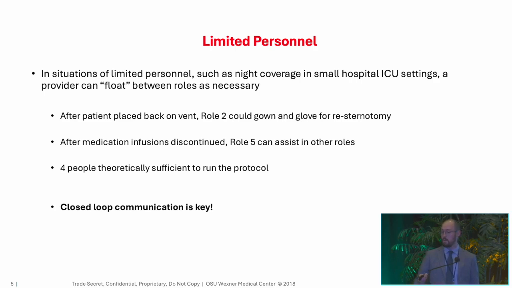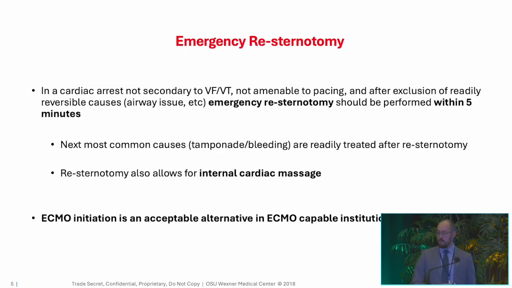Okay, so as for the actual emergency resternotomy, in a cardiac arrest not secondary to VF or VT, so not shockable, and not amenable to pacing, and after exclusion of readily reversible causes such as airway issues and things like that, the emergency resternotomy should ideally be performed within 5 minutes. The reason is because the next most common causes are tamponade and bleeding, and they are most readily treatable once you're physically in the chest to clear them out. The other advantage that I've already gone over is that the resternotomy also allows for internal cardiac massage, so you get more effective resuscitation from that aspect as well.